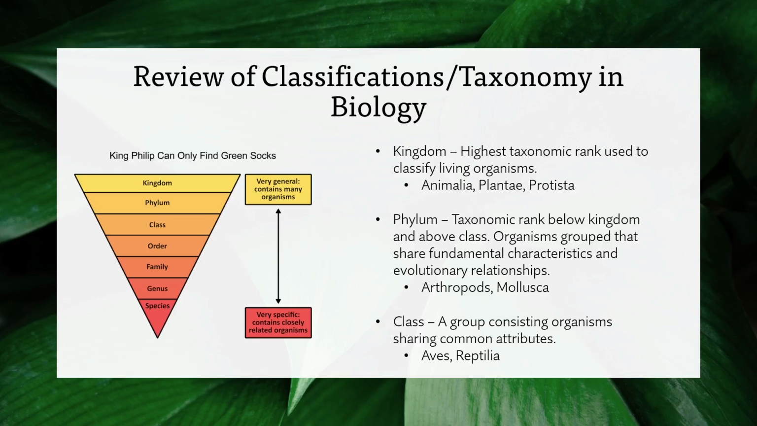Then we jump down to class. So class is a group consisting of organisms sharing common attributes. So that would be aves, which is short for the avians. That would be our birds, so ostriches.